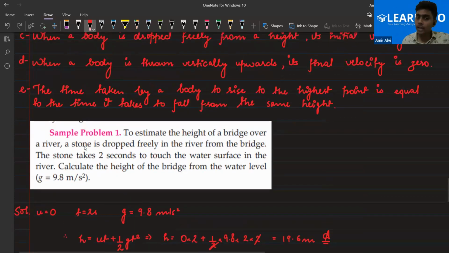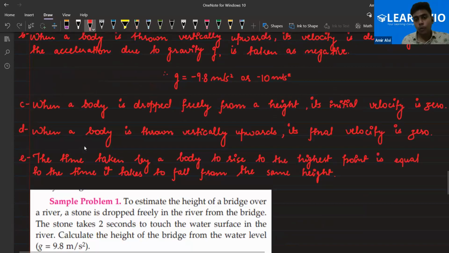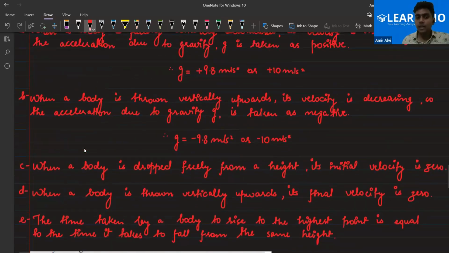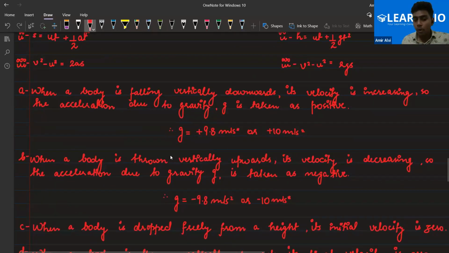Here it is written. That's why I asked for the revision. In the last class, I told you, when a body is thrown vertically upwards, its velocity is decreasing. It means that it is a retardation. So that's why acceleration would be negative. When a body is retarding, what is the sign of acceleration? Negative or positive? Negative, right? So that's why we are taking negative, because the ball is retarding.